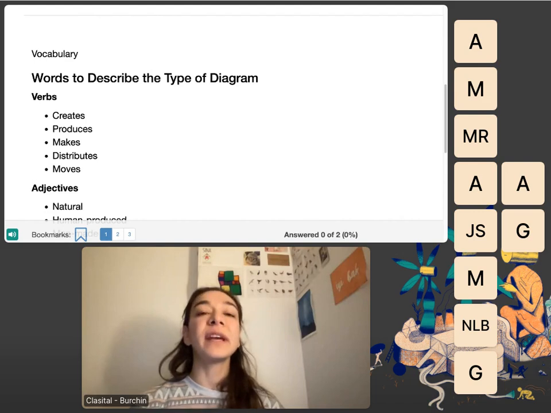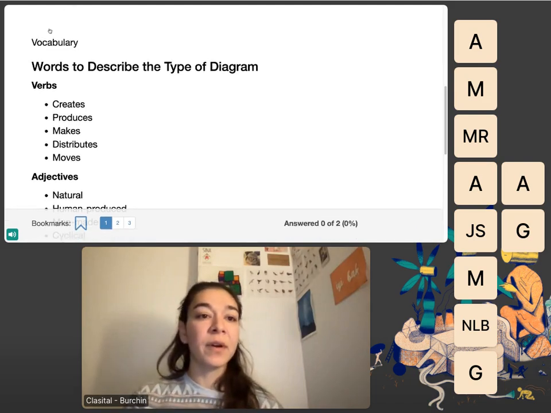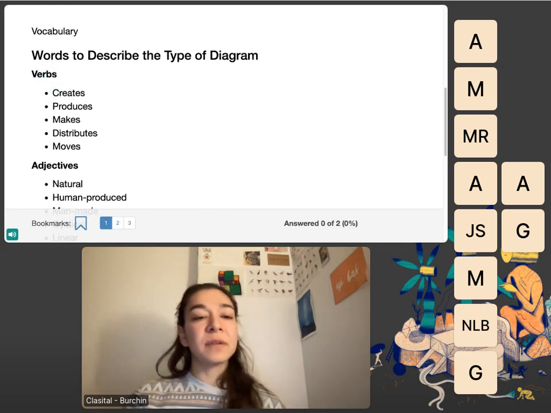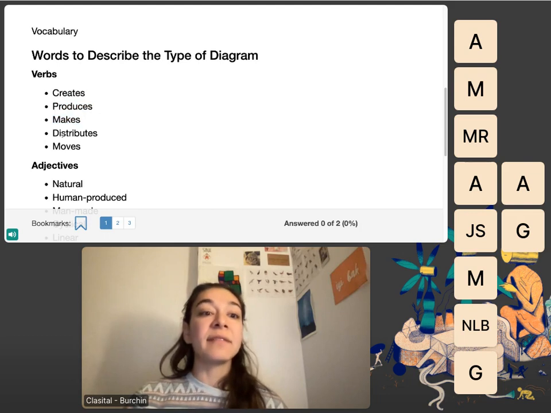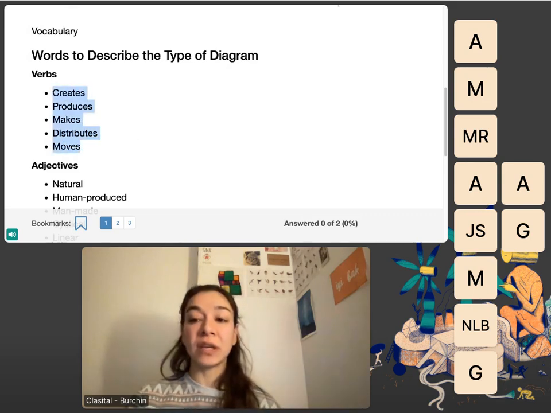Which vocabulary can we use to describe a type of diagram? For the verbs, for example, we can use produce, make, distribute. There is usually a distribution process, moves, creates. So these are the verbs that you can use.